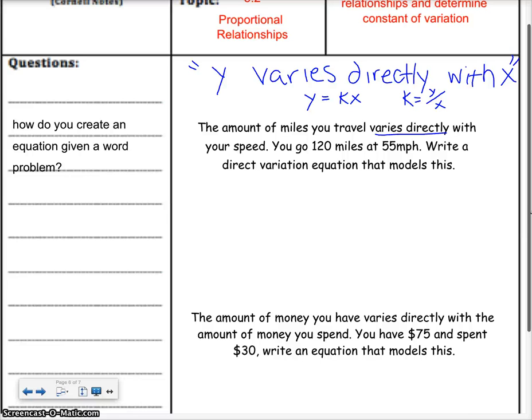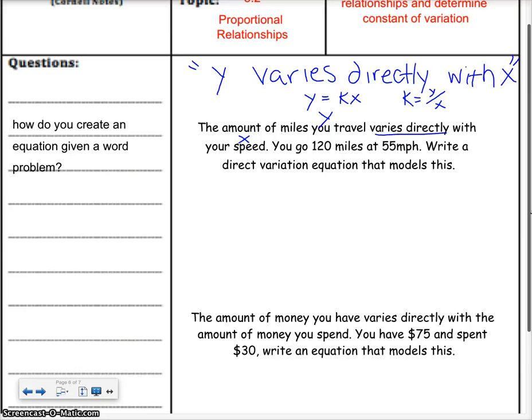You go 120 miles at 55 miles per hour. Write a direct variation equation. So I know whatever is before varies directly is my Y. Whatever is after it is my X. Because of this sentence, Y varies directly with X. So I find varies directly, and whatever they're talking about before it is my Y. Whatever they're talking about after it is my X.